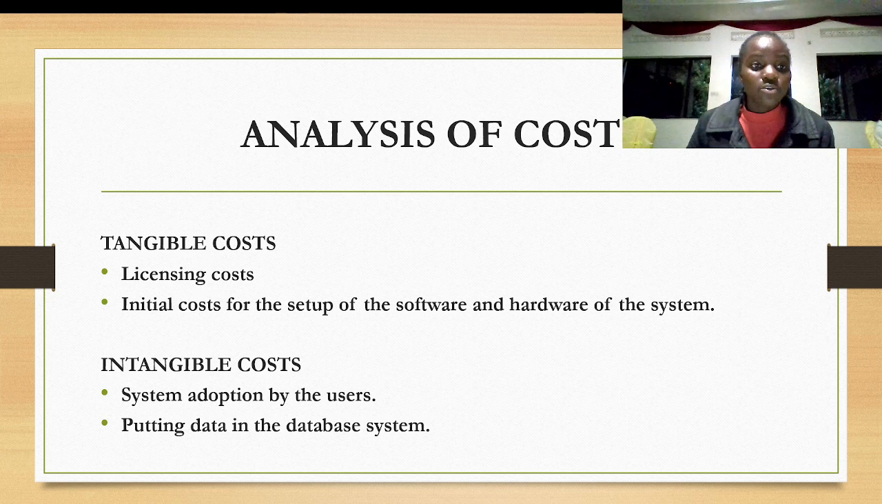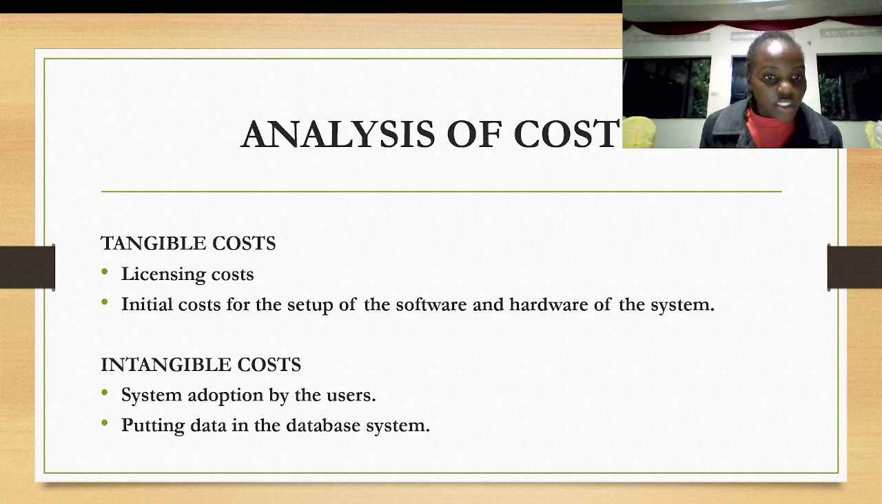We have the analysis of costs. Of course, even the cost analysis has the tangible and the intangible. For the tangible costs, you have the licensing, because when you have a library management system, you need to have a license. So you have the initial costs for the setup of the software and the hardware, of course. That is the initial cost that you use when you're setting up the whole system, and you need the software and the hardware.